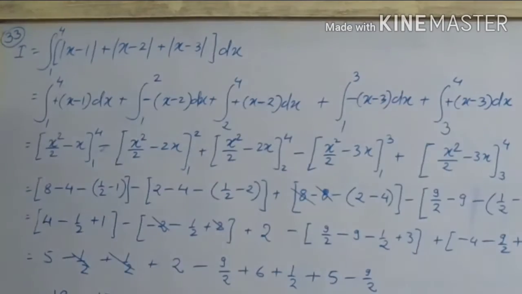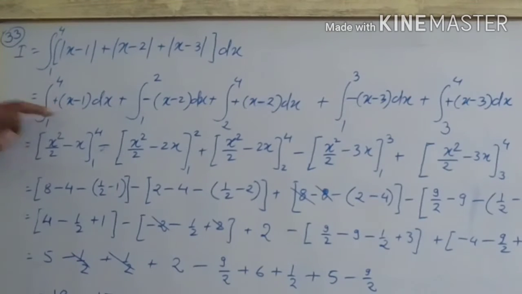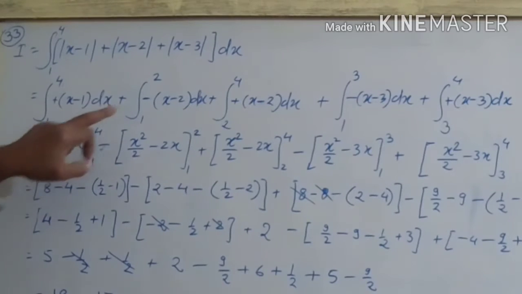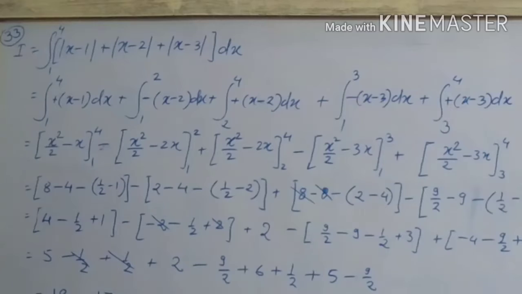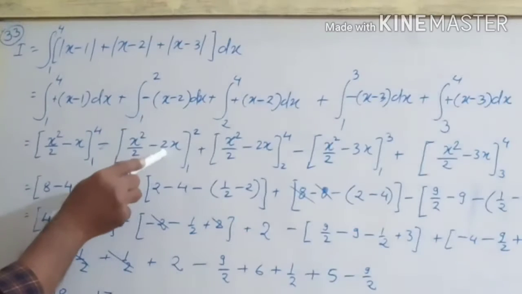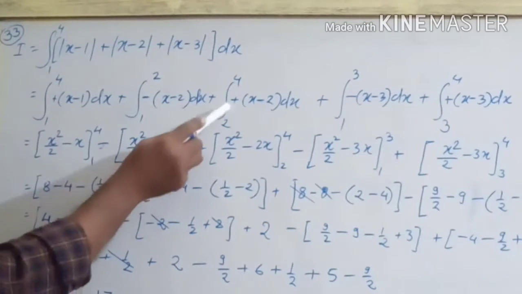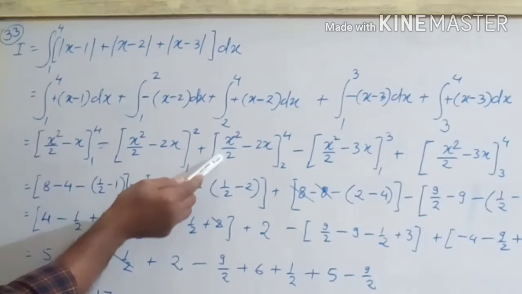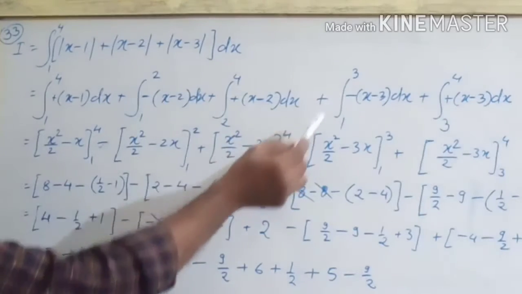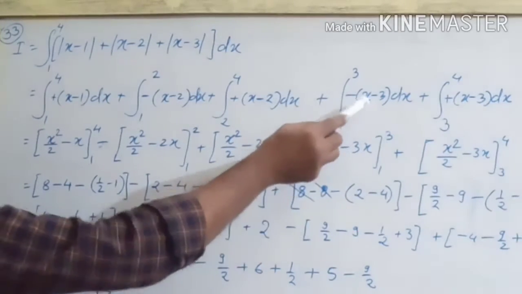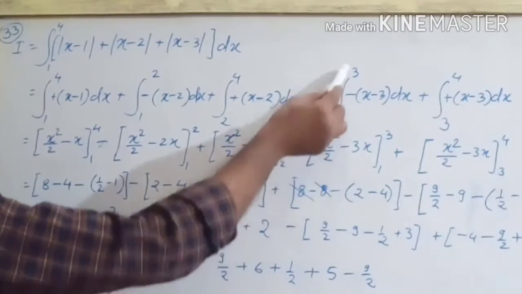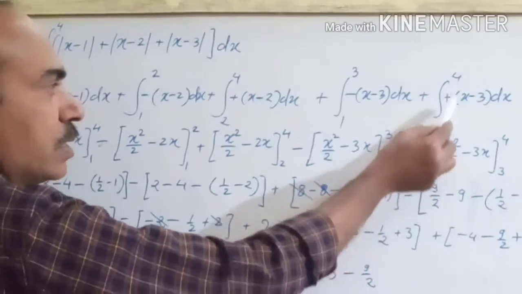Now take its integral. So the integral of x is x square by 2, and the integral of 1 is only x, with limit 1 to 4, plus minus minus. Now take the integral of x, which is once again x square by 2, and the integral of 2 is minus 2x, with limit 1 to 2. This is plus sign. Once again the integral of x is x square by 2 and the integral of 2 is 2x, with limit 2 to 4, plus minus minus. Once again the integral of x is x square by 2 and of 3 is 3x, with limit 1 to 3, and here same as this with limit 3 to 4.